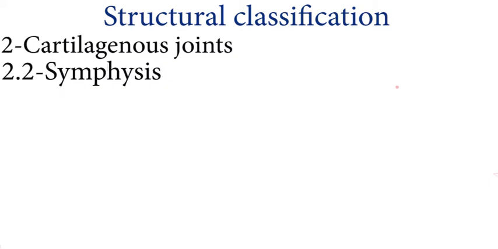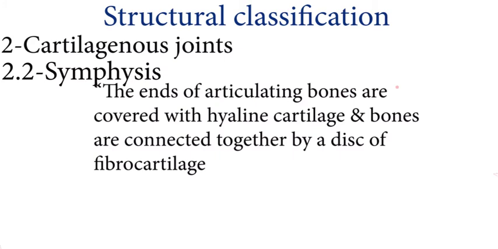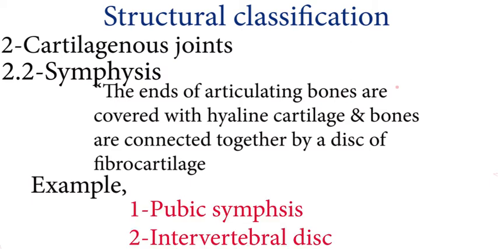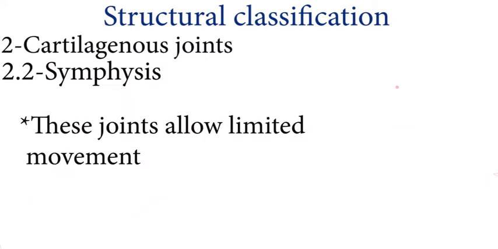Next is secondary cartilaginous joints or symphysis. In these joints, the ends of the articular bones are covered by hyaline cartilage, and bones are connected together by a flat disc of fibrocartilage. Its examples are the joints which lie in the midline of the body, like pubic symphysis and intervertebral disc. These types of joints allow limited movement.